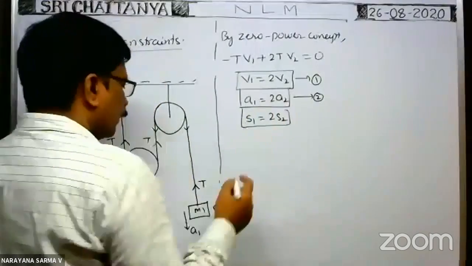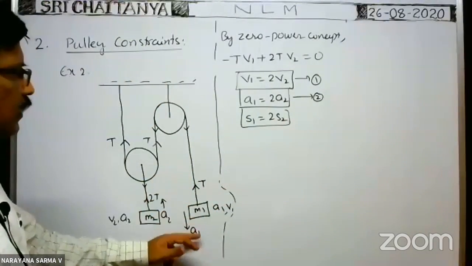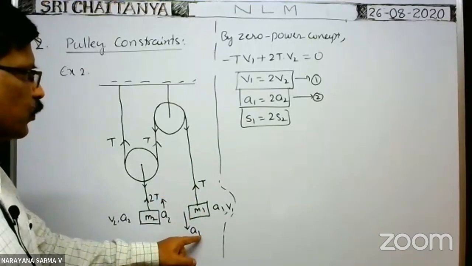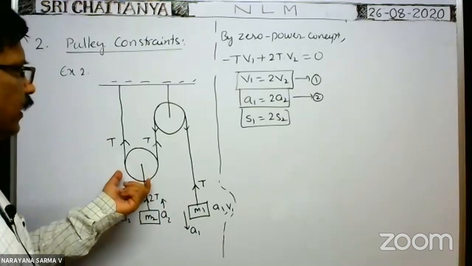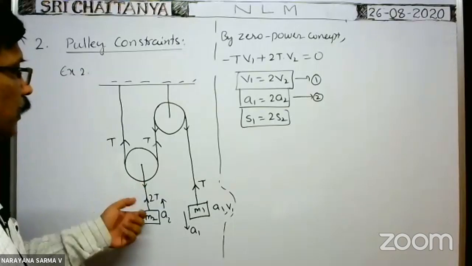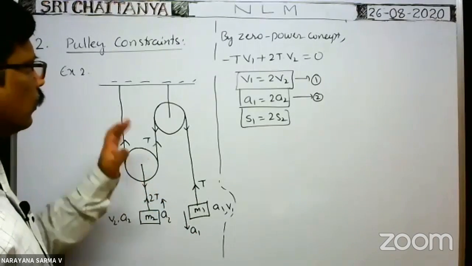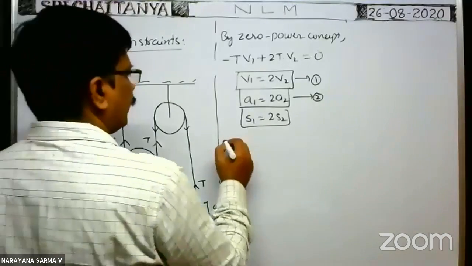That means whenever this block comes down through a distance s1, then this block rises up through a distance s2, which is equal to s1 by 2. That means half of this displacement. Okay, so this is the constraint relation.